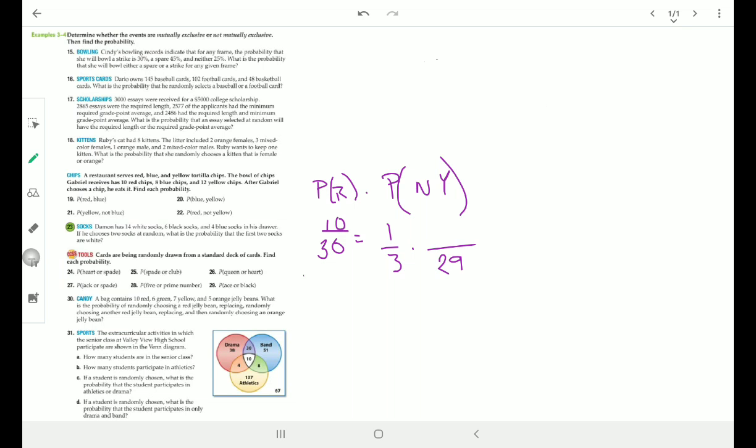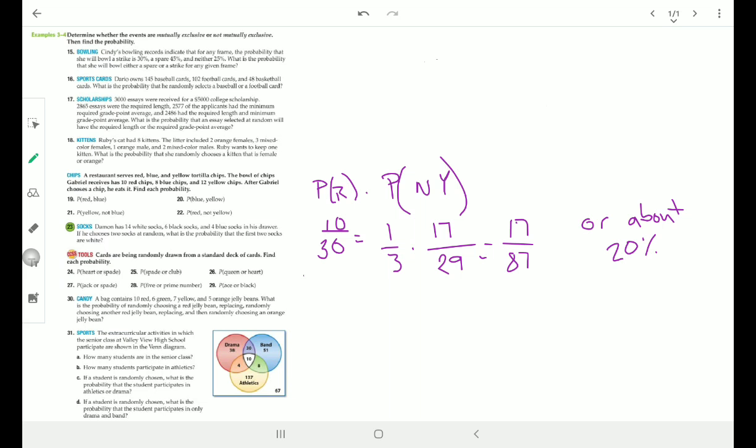And the probability of not yellow, or NY as I have it labeled, so there are now 9 red chips and 8 blue chips. So that would be 17 total chips that are not yellow because the 12 other ones are yellow. And so if I multiply straight across, I will get 17 out of 87, or about 20%. Okay, there's about a 20% chance of choosing a red chip or not yellow. Okay, so hopefully that helps out with questions like 22.